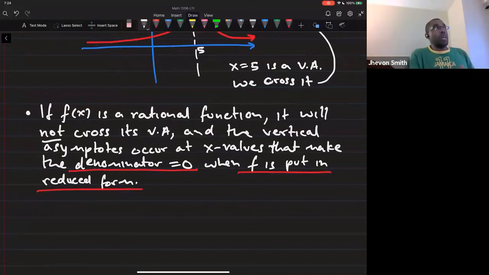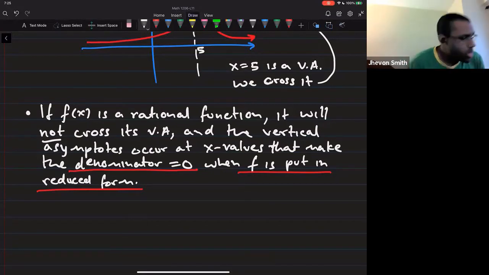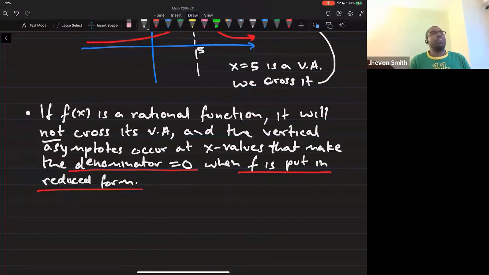asymptote. Why is it important that it has to be in reduced form? Because we have seen that if you have some factor in the denominator that makes the denominator 0, but you can reduce it and cancel it, what happens is you create a hole. You don't create an asymptote. So it has to be that you can't reduce and cancel the 0 in the denominator. And so your function literally has to avoid it. Technically, it has to avoid it even if you could cancel it, but it just creates a hole as opposed to the function not going anywhere near it. So that's how you would actually calculate vertical asymptotes.